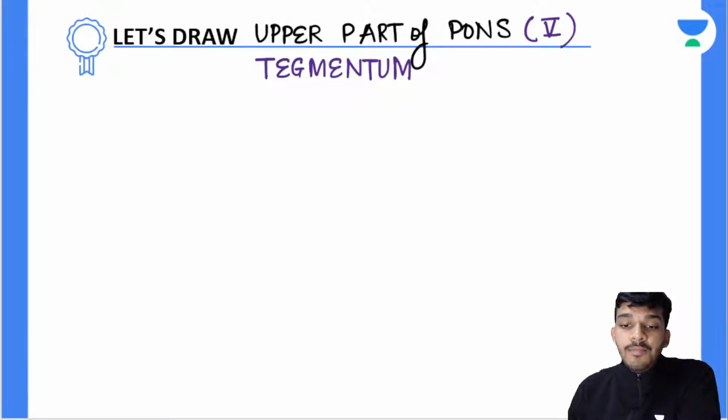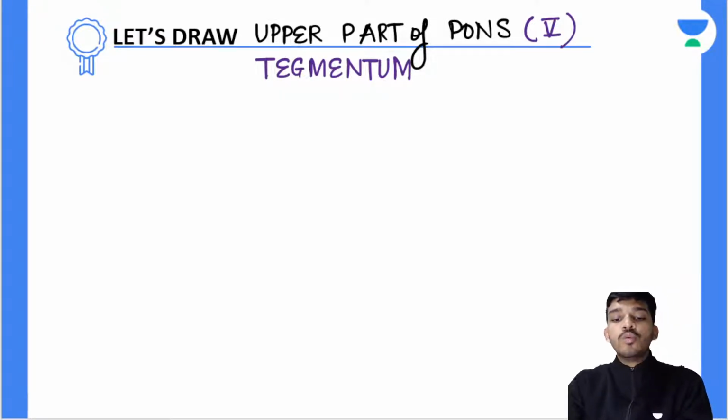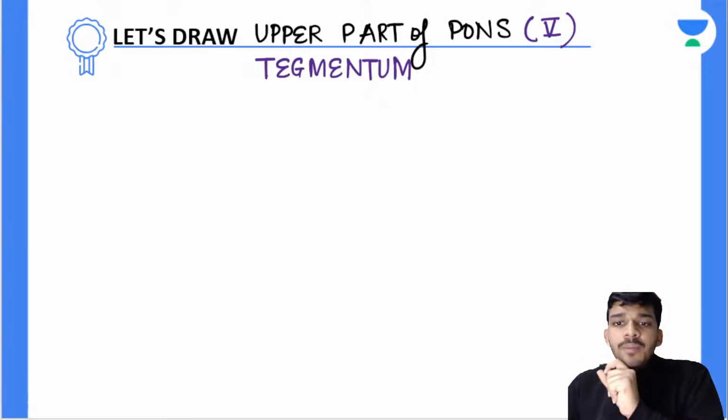Okay, let's start. So before I draw it again, I will show you a diagram. So, section through the upper half of pons. First let's understand what that section is, and then you should be able to replicate it in a drawing. Okay? So let's do it.